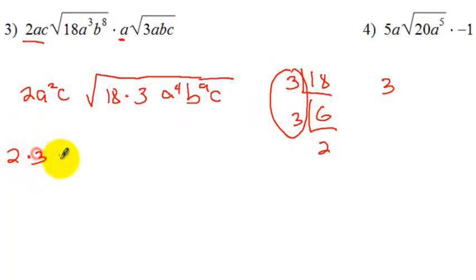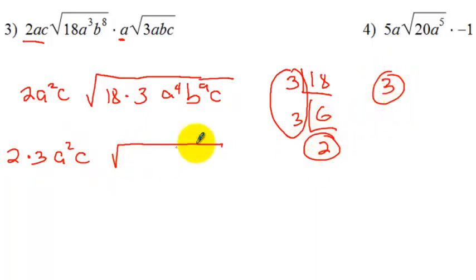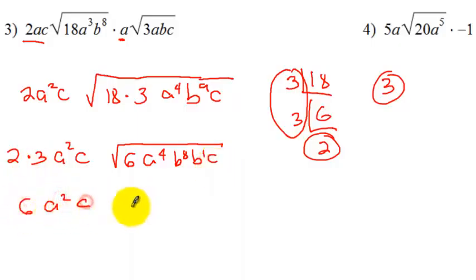So 2 times 3, a squared c. And then the remaining factors, 2 and 3, we just have to multiply. So 2 and 3 is equal to 6. Now I have here a4. Now b9, the exponent of b is an odd number. So we have to rewrite b9 as b8 times b raised to 1. And then we just have to bring down our variable c. So 2 times 3 is 6, a squared c.